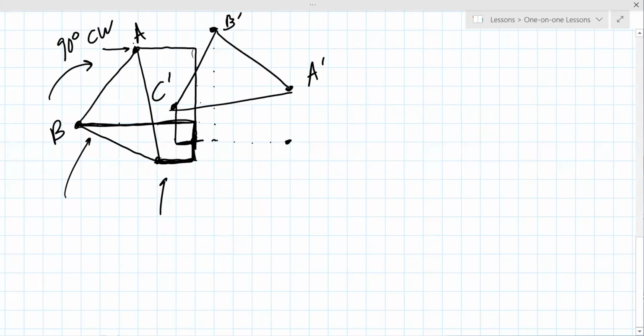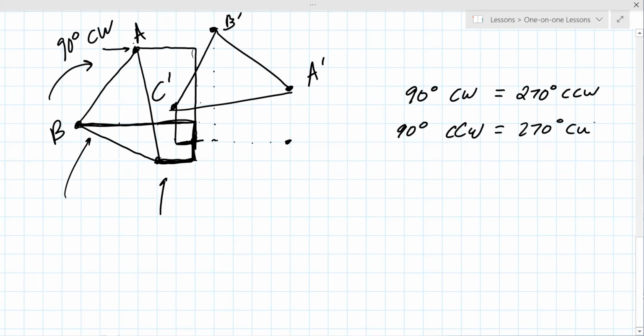Okay, so just to be clear, 90 degrees clockwise is the same as 270 degrees counterclockwise, and 90 degrees counterclockwise is the same as 270 degrees clockwise. So your instructor might give you one of those. And 180 degrees clockwise is equal to 180 degrees counterclockwise. And these are the same: y equals x and y equals minus x. These are sort of related to all this as well.